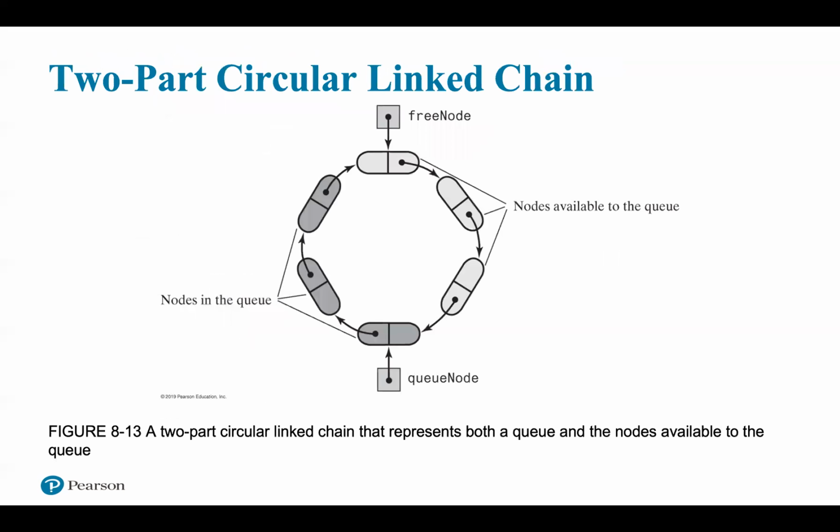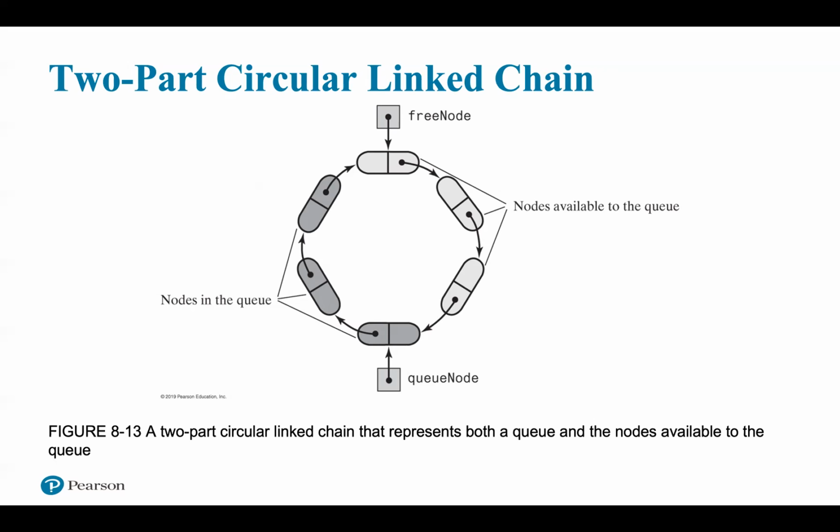So let's talk about a two-part circular linked chain. When a linked chain, whether it is linear or circular, represents a queue, it has one node for each entry in the queue. When we add an entry to the queue, we allocate a new node for the chain. When we remove an entry from the queue, a node is deallocated. In the circular array implementation, the queue uses a subset of the fixed number of array elements available. When we add an entry to the queue, we use the next unoccupied element in the array. When we remove an entry from the queue, we make its array element available for the queue's later use.